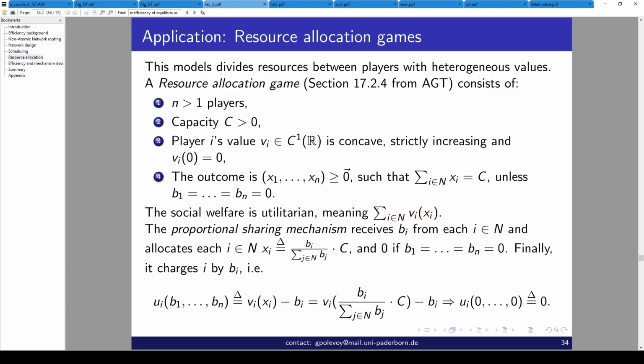And the proportional sharing mechanism receives the bids. The bids are basically the strategies. So the player decides how to bid. The player does not provide a function. It cannot. There is no option to provide a function in this mechanism, in this game.